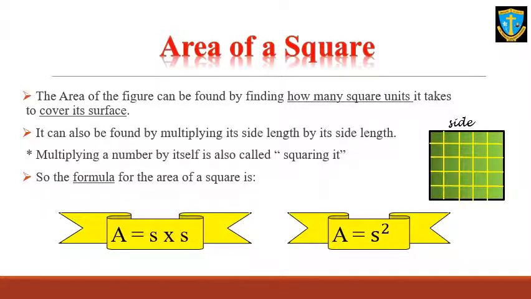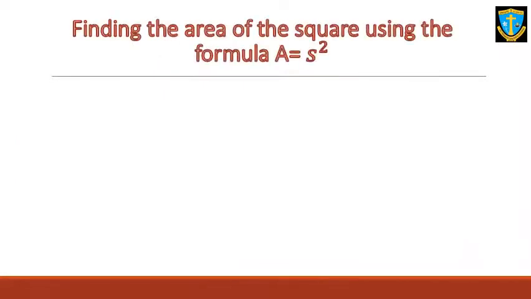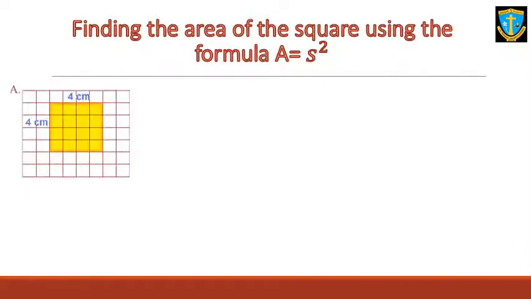Also the units will be doubled. If it is given in centimeter, it will be written as centimeter square, meter square, inches square, feet square. Now let's find the area of the square using the formula A is equal to S square. Here the first one is given as the side length is 4 centimeter. And if you see, the other side is also the same, that means this is a square.